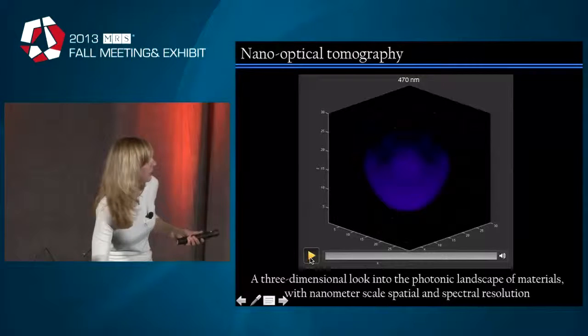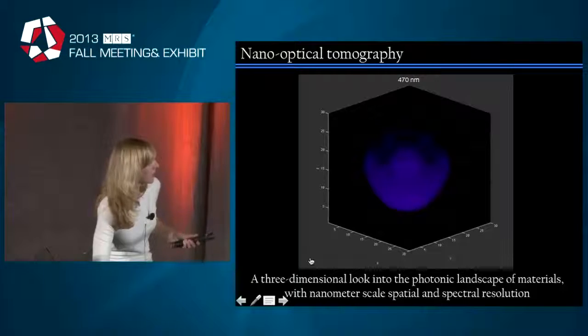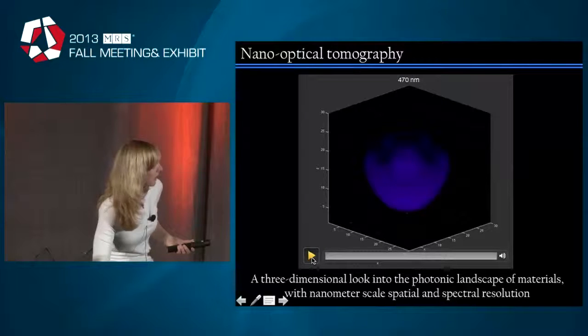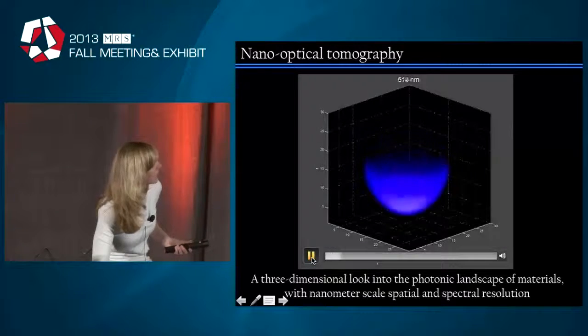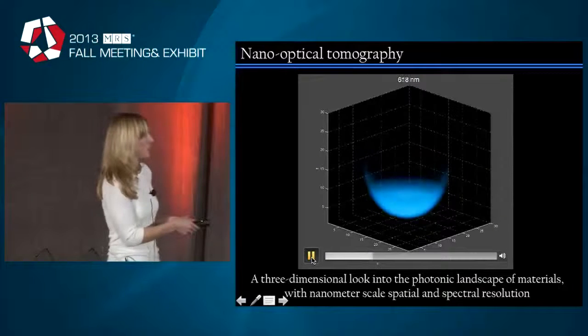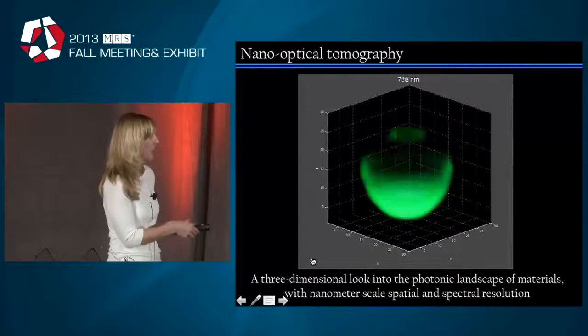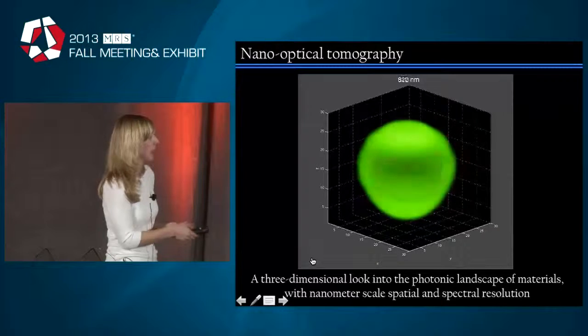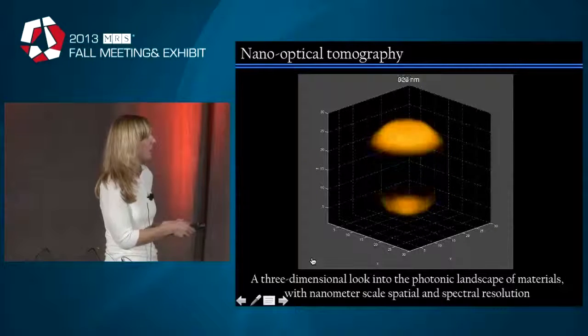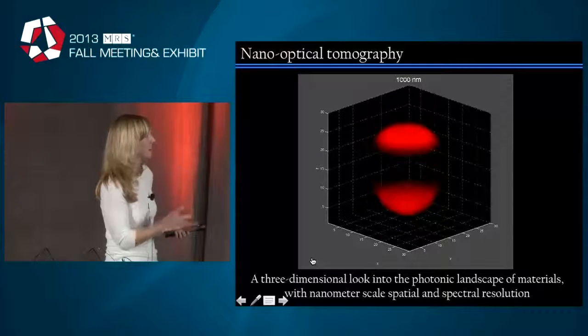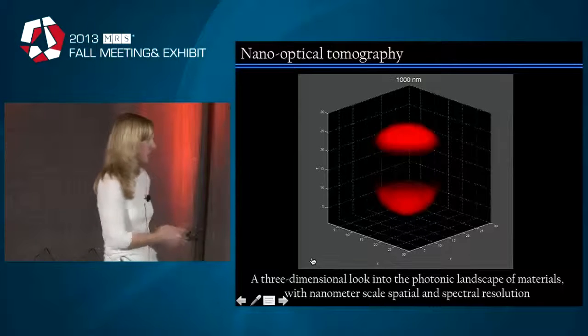So as I play the video, it's the wavelength of photons that is being detected that's being swept. So at these shorter wavelengths, basically there's a high local density of optical states near the base of the crescent. At longer wavelengths, there's a higher local density of optical states near the tips of the crescent.